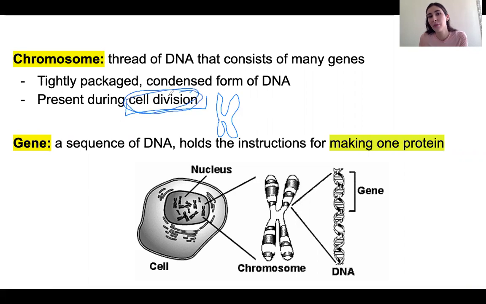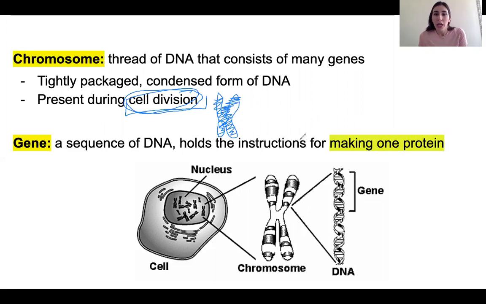Like in interphase, the DNA is not visible because it's too thin. Remember, it's in the chromatin form. But then during cell division, it's going to thicken and condense, and therefore you should be able to see it much more easily under the microscope.